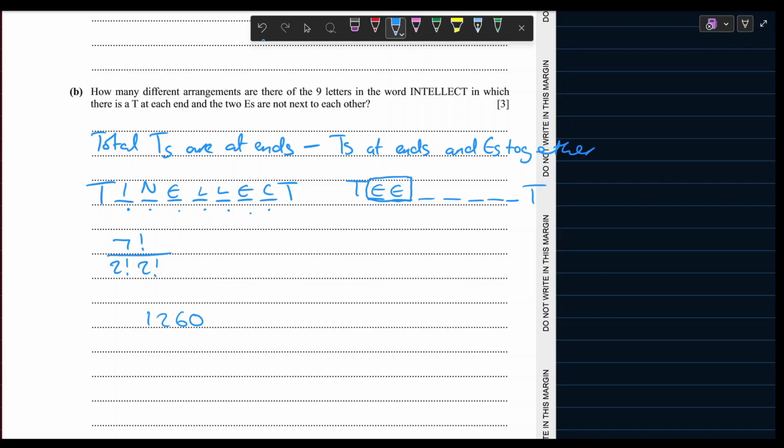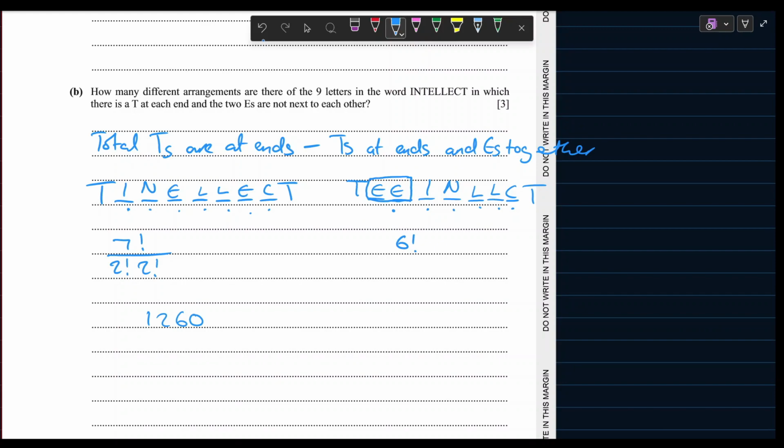And then we've got I, N, L, L, C. Okay, so we are rearranging again. T's are fixed in position, but the E's have been paired together, but they can be rearranged. So we're rearranging 1, 2, 3, 4, 5, 6 things. So that's 6 factorial.